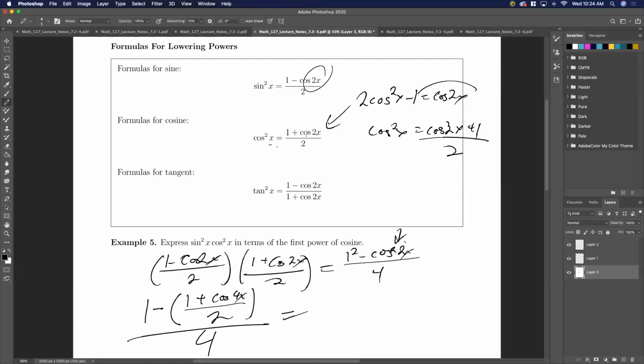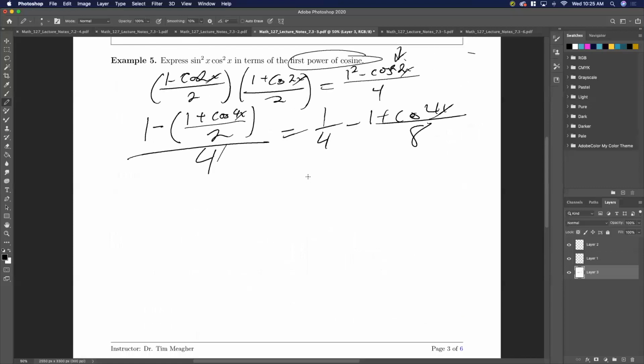And then this is fine. You've achieved your goal at this point. It's only expressed in first powers of cosine. If you wanted to clean it up, you could say a fourth minus 1 plus cosine of 4x over, these would come up together and become 8. So here you just keep plugging in the formula until you get what you want. Okay, that's the end of this one.